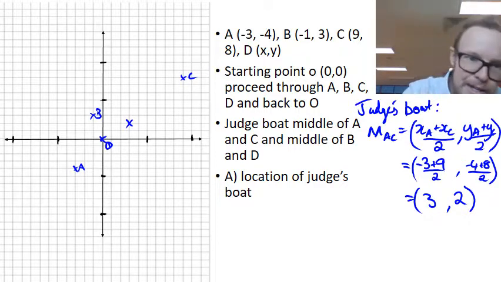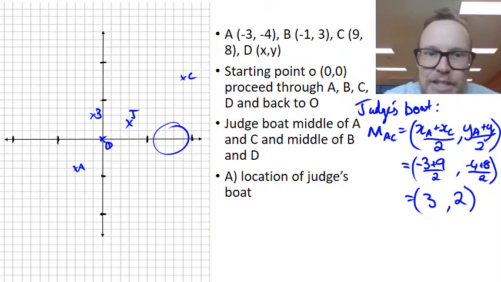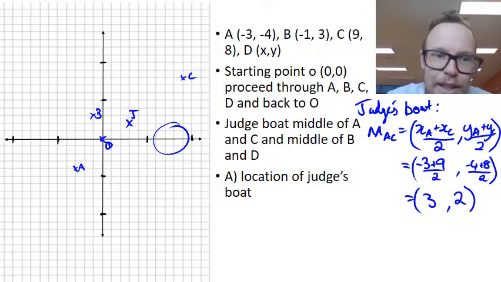Now we can see if our judge's boat J is here, that the judge's boat needs to be in the middle of B and D. So point D is going to be somewhere around here, and we can work backwards to determine what that is.